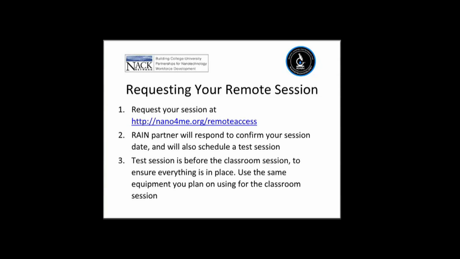Okay, so now you're excited. You want to do this. How do you request the session? You go to Nano for Me Remote Access. There's a bunch of stuff on that page, but there's a form there. You fill out this brief form. You'll get an answer within 24 hours that will confirm your session. Either you've requested a specific partner or we'll assign you one.